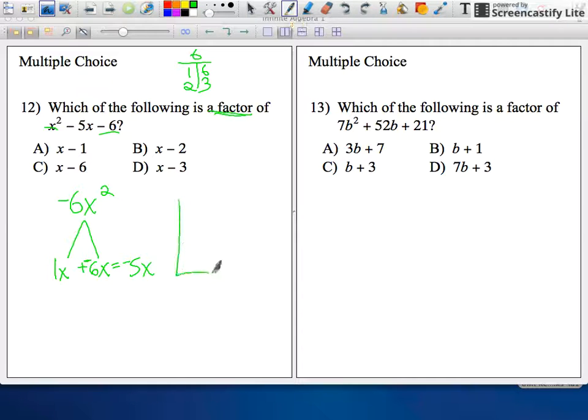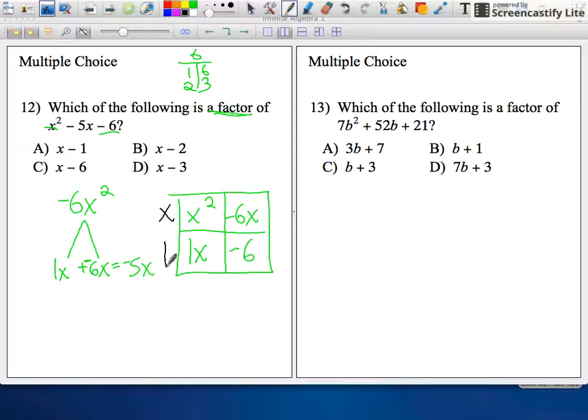But again, we're back to our original way we were working this, and we're ready for the box. X squared, -6, and then our creative way of breaking up -5x goes in these diagonals. 1x, -6x, and now we're ready for the greatest common factor. Here we get an x. If you can't pull anything out, you at least can pull out a 1. Please don't forget.